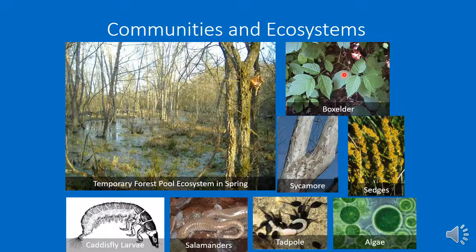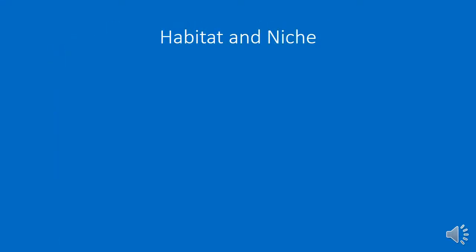We have box elder trees. They can handle getting really wet like this and then drying out a little bit. We have sycamore trees. We have lots of sedges. When the water's there, we have this insect called caddisflies. They're aquatic in their life cycle, except when they're an adult. So they have to live in water when they're little babies, like the larvae here. We have salamanders. Salamanders like wet places. They probably come in here and lay eggs. Tadpoles, frogs lay eggs in water. And then algae, they have to live in water, right? So all these things are in the same ecosystem together, causing stuff to happen, working together.